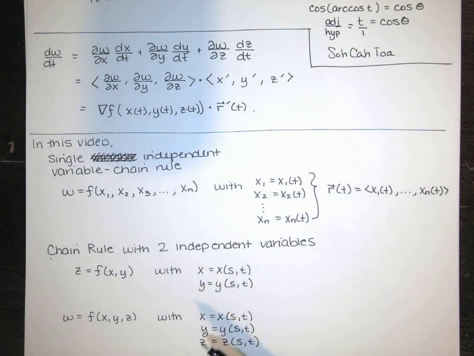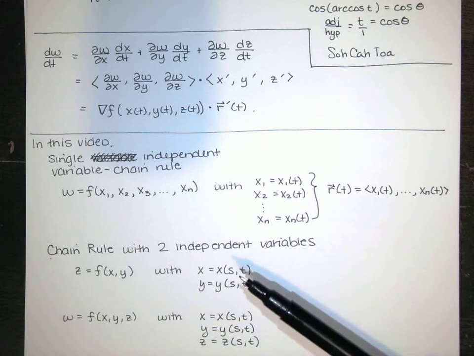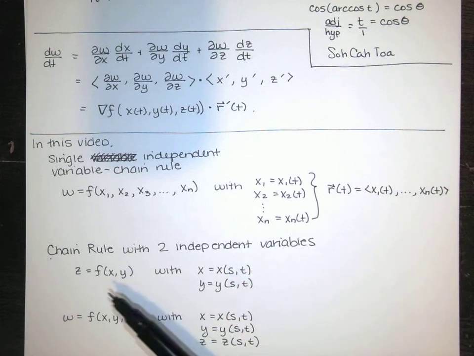So in the last video, all of our x's and y's, x's, y's, and z's, and x sub 1 through x sub n, those were all replaced by functions of t, a single variable. And now we're going to replace the x, the y, the z, x sub 1 through x sub n with functions of s and t. So these are going to result in functions of two variables.